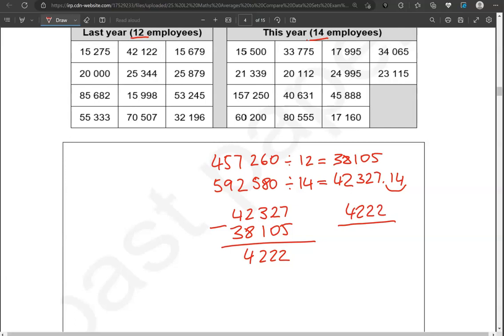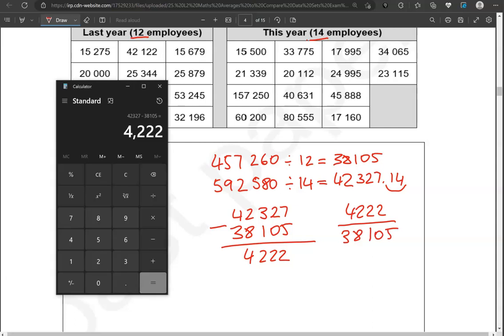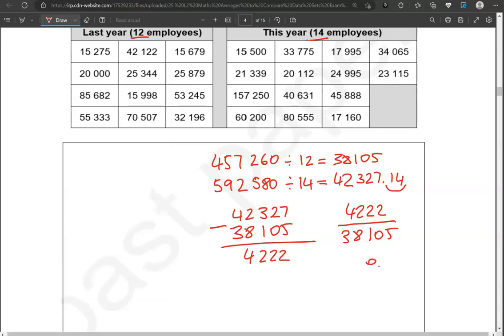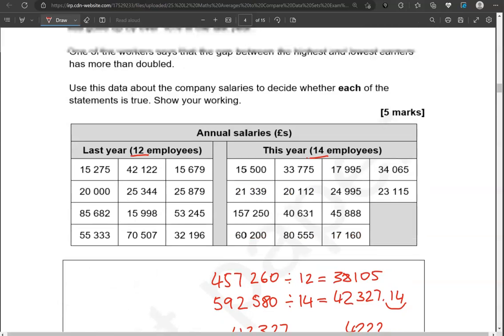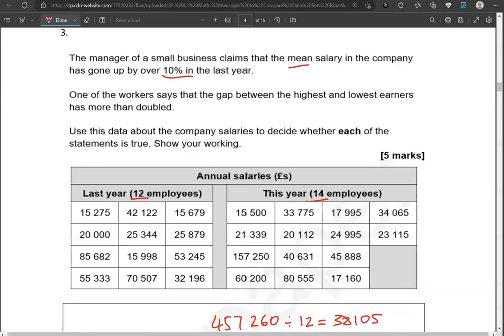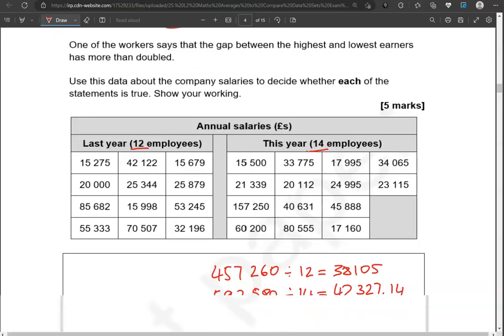out of the original mean, the mean for last year, which is 38,105. It gives us 0.11, which is 11%. And that is more than 10%. So the manager is correct.